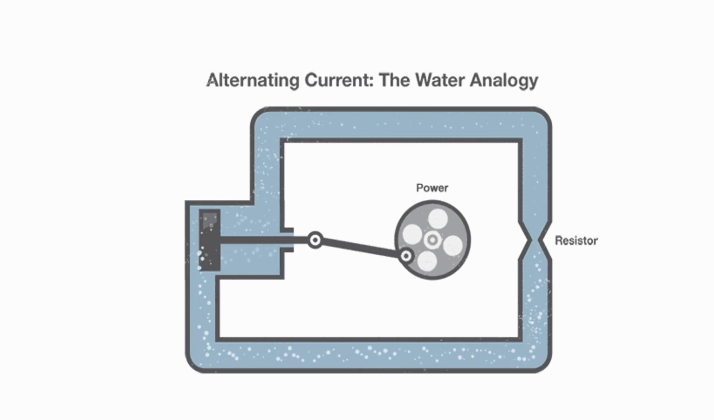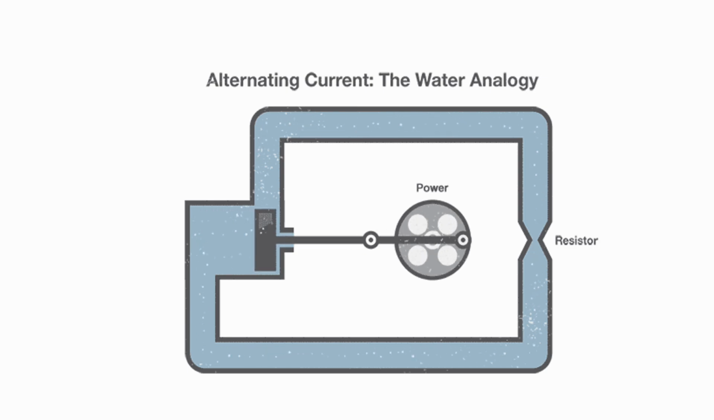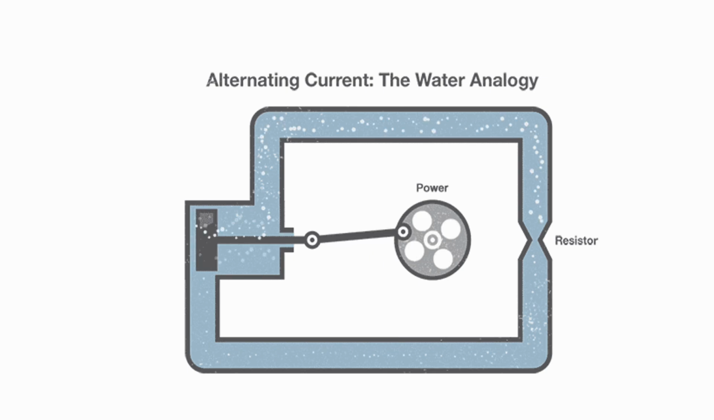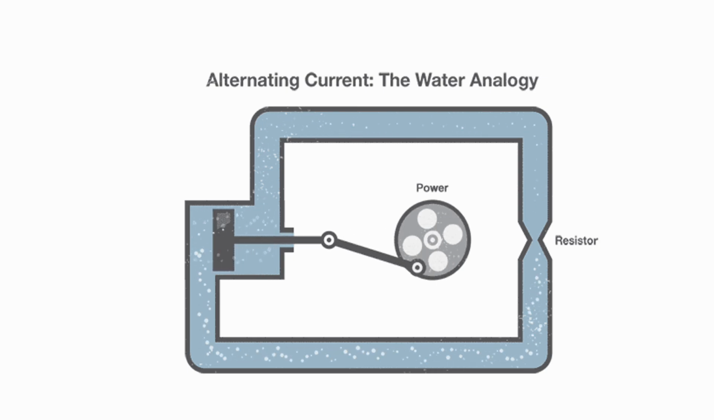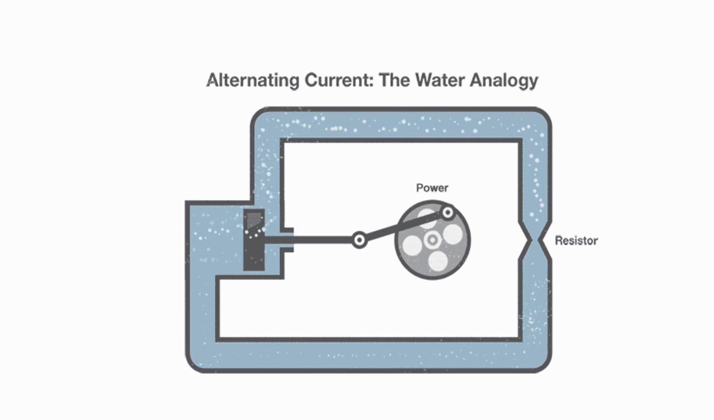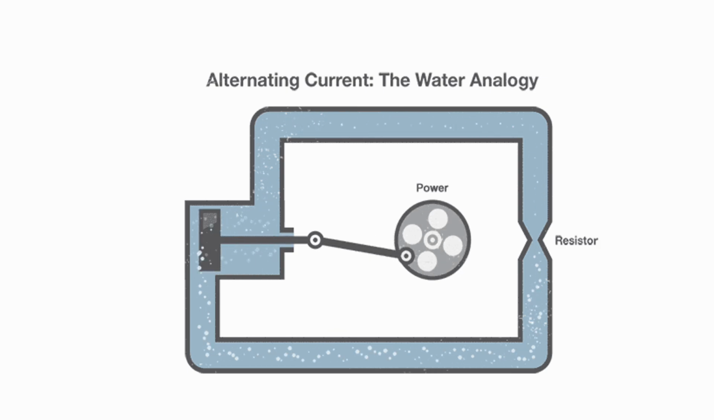This is an interesting animation that shows how water can flow either way as the water pump is oscillating. You can also simulate a resistor with a pinched piece of pipe, as we have right there. It's a helpful way to visualize it.